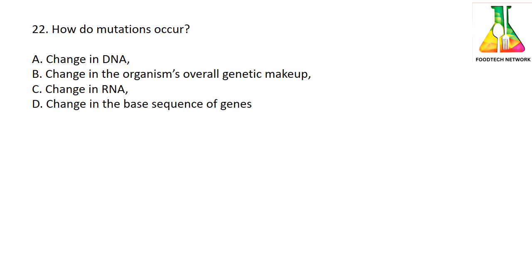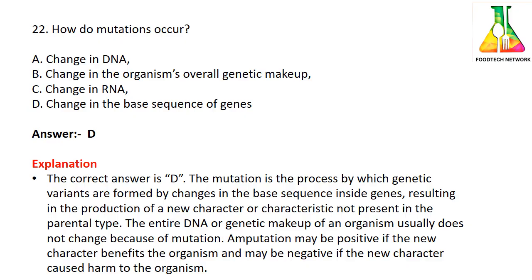22. How does mutation occur? Option A, change in DNA. Option B, change in the organism's overall genetic makeup. Option C, change in RNA. And option D, change in the base sequence of genes. D, that is change in base sequence of genes.